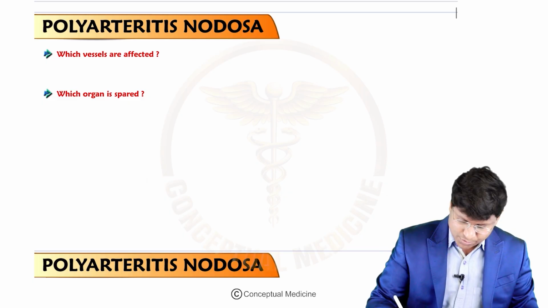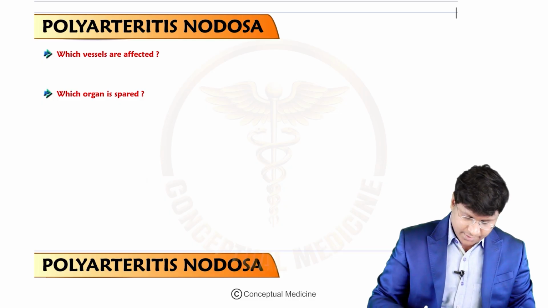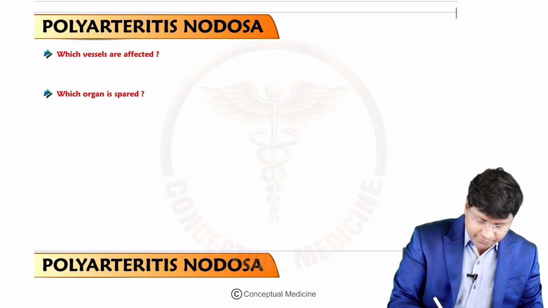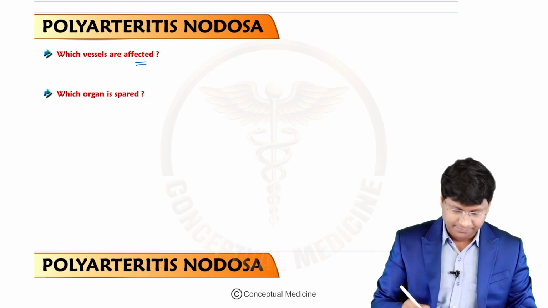In this session, I'll be discussing a very important form of vasculitis, that is polyarteritis nodosa. Polyarteritis nodosa is a medium vessel vasculitis. And you have to know which vessels are affected in these patients with polyarteritis nodosa.